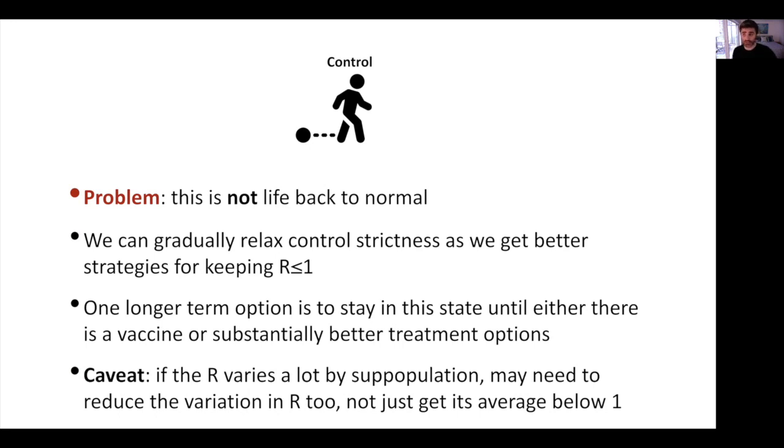And so one longer term option that is presented to us is to try to do as good a job with control as we can, where we open things up as much as we can, but basically stay in the state for quite a long time until either we have a vaccine or we have substantially better treatment options than we do today, so that the infection fatality rate is much lower.